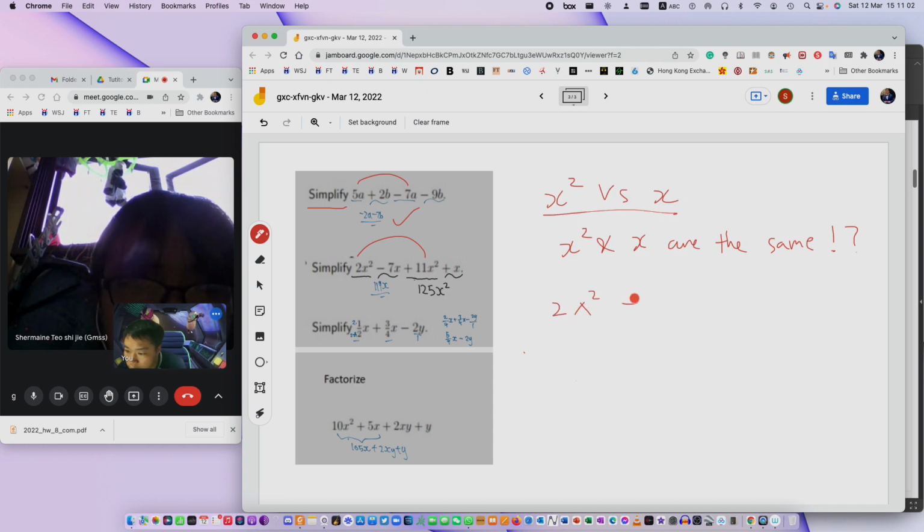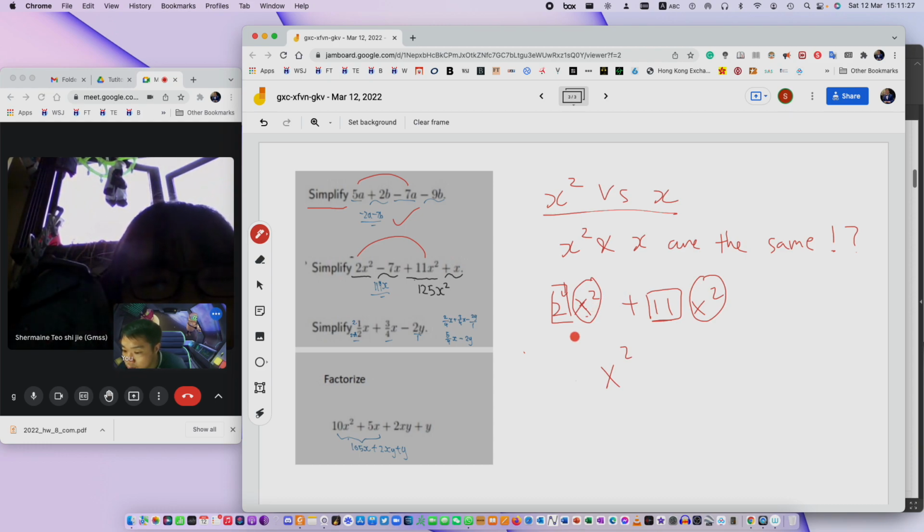2x square plus 11 square. X square, yeah. Is there a square for the 2? No? Is there a square for the 11? No? So where is the square? At the x. Very good. So basically the square only applies to the x. So if the square only applies to the x, you only write down x square.